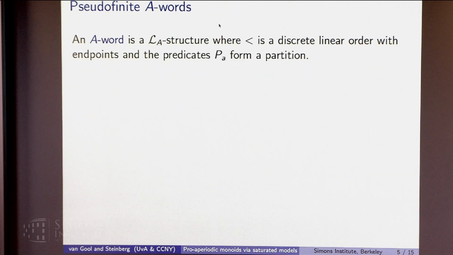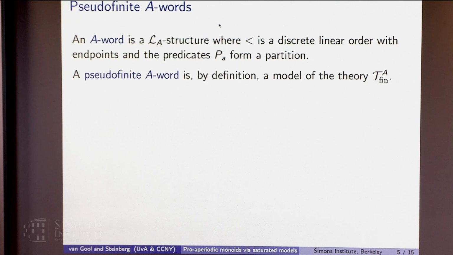So let me now zoom in a little bit more on what these models are, okay? For the purposes of this talk, I will call an A word a structure in this first order signature LA, which just consists of a binary relation, which will be the order, and then predicates for every letter, as you're used to when you're doing logic over words. So then an A word just means a discrete linear order with endpoints, and the predicates form a partition.